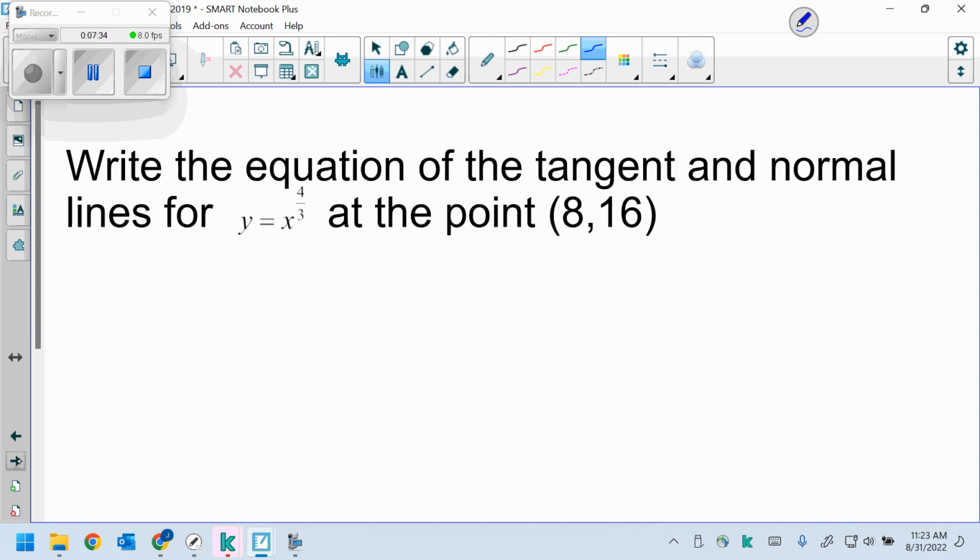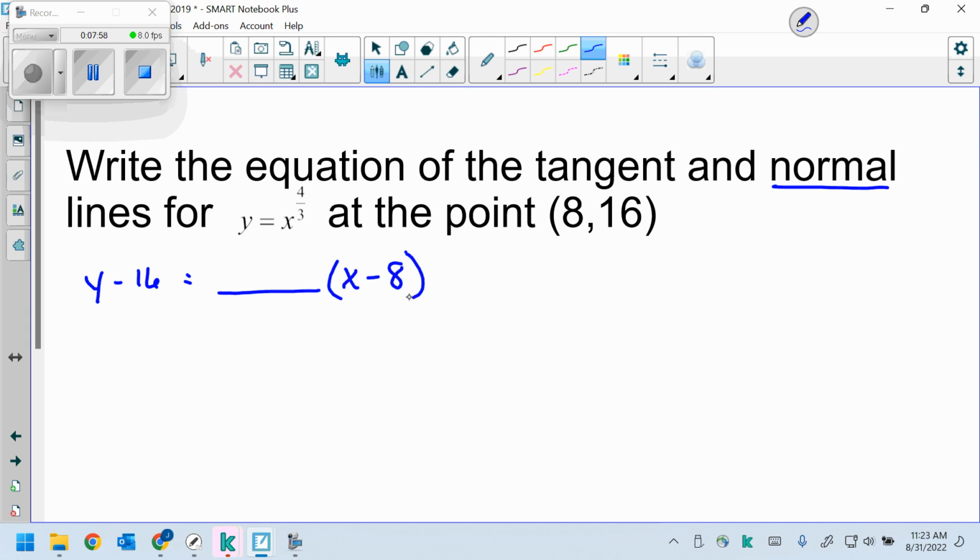Find the equation of the tangent and the normal line. We don't know what normal is. Some of you might remember what normal is, but let's worry about the equation of the tangent line first. Let's use point slope form. That's pretty convenient. y minus 16 equals, we've got to find that slope, times x minus 8.